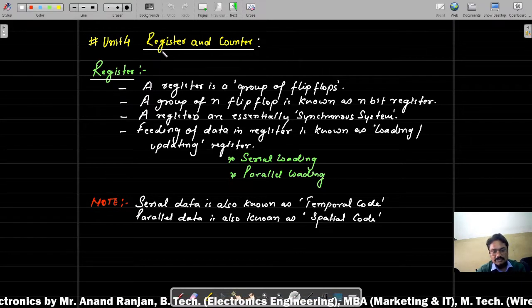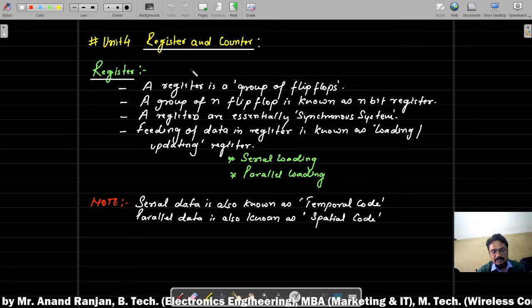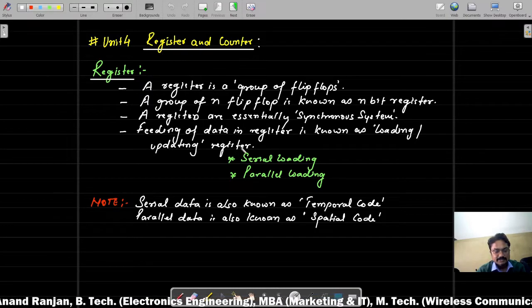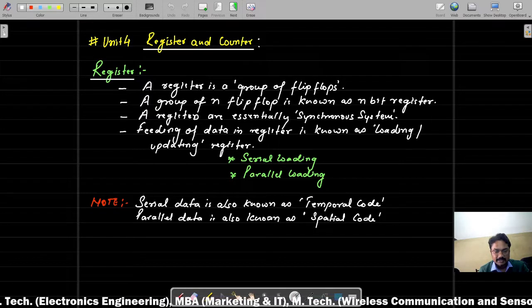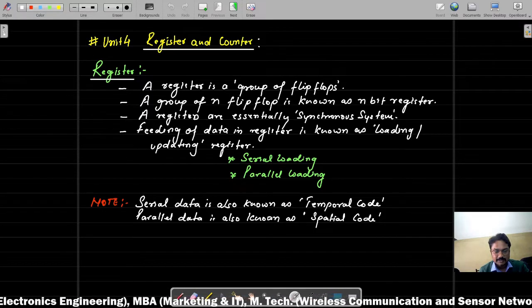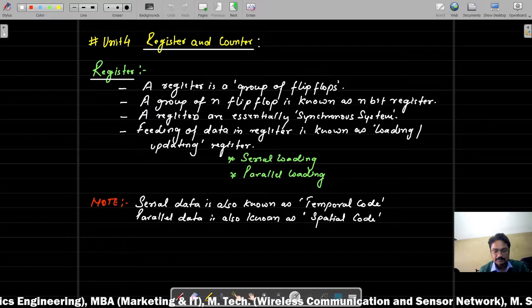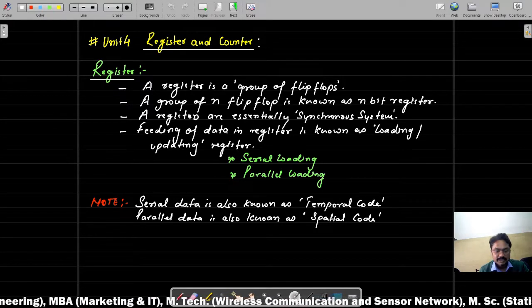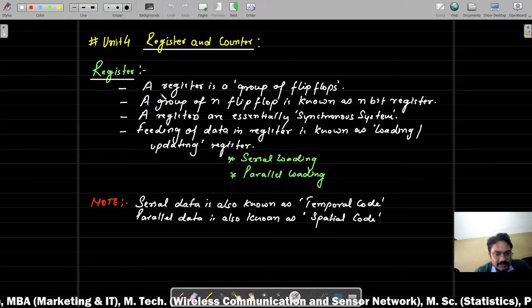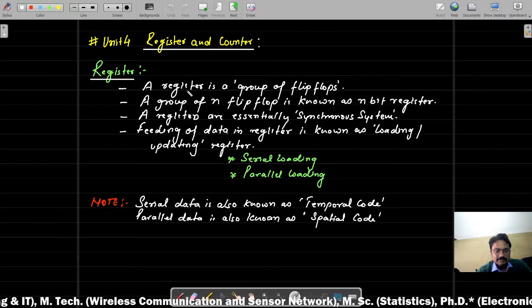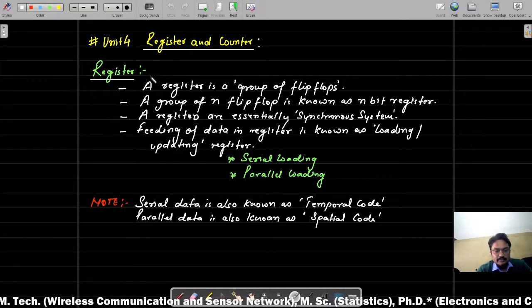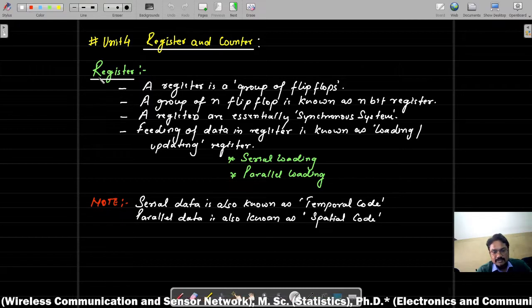So we will start our discussion with the registers, and the register in the digital domain comes with special properties. You have to store the data in the registers, or you can shift the content of the stored data which you can store in the registers. Okay? So first, let me formally introduce what registers are.